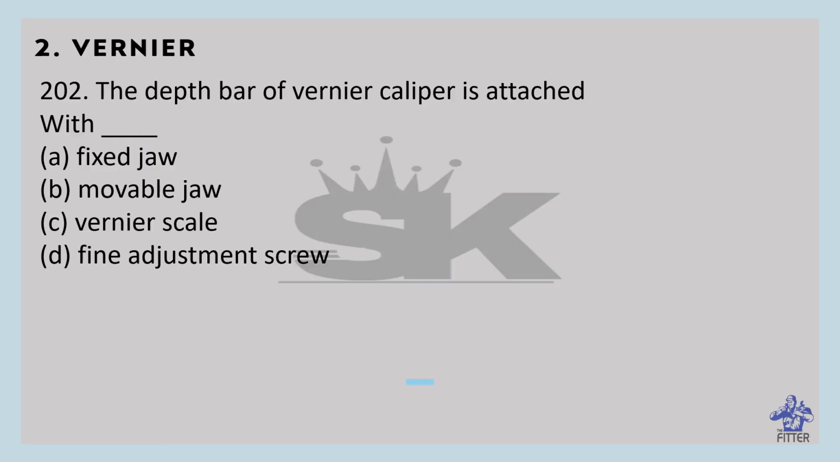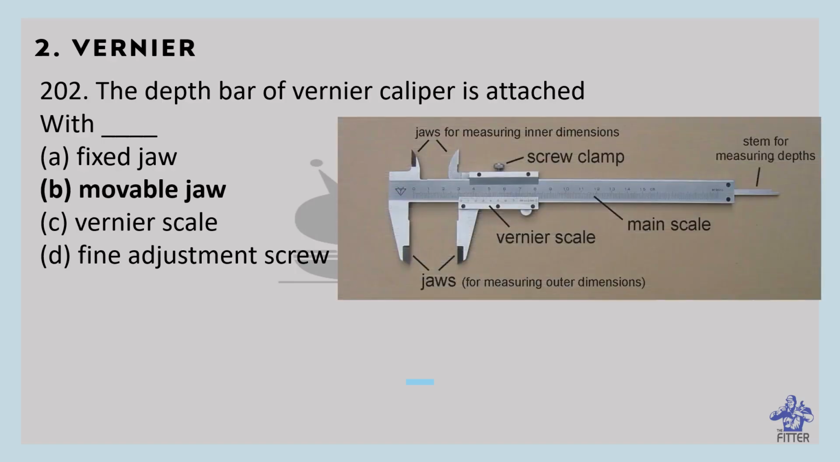The depth bar of the vernier caliper is attached with the movable jaw. You can see here in the image, this is the depth bar. It is attached to the movable jaw, this portion. This is the movable jaw.